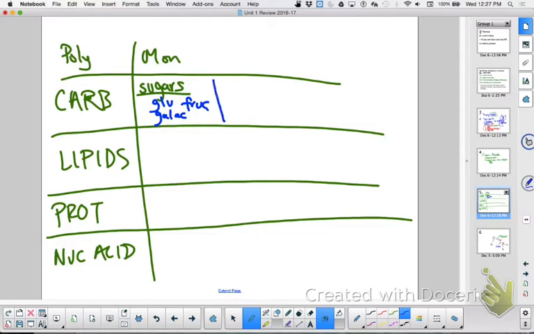Then we took that one step and we said we know about disaccharides, right? Glucose plus glucose gave us maltose. Glucose plus fructose gave us sucrose. Glucose plus galactose gave us lactose. Those were disaccharides. Then we looked at big things. They had two big categories. What were their two big categories?